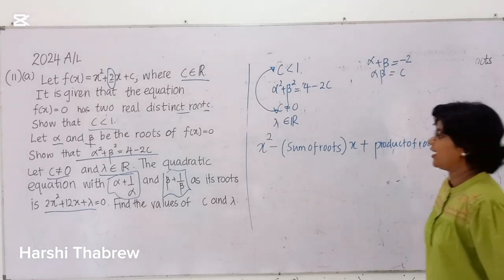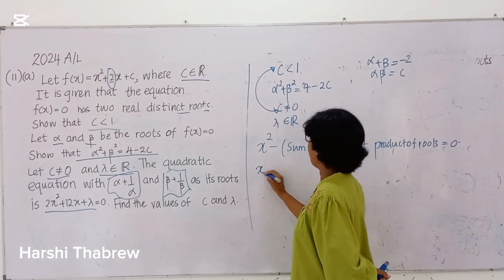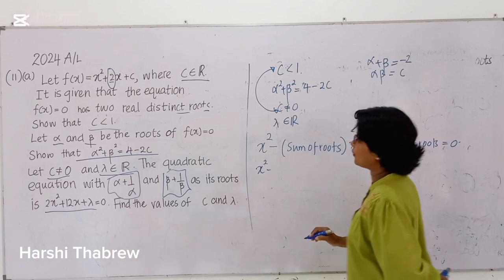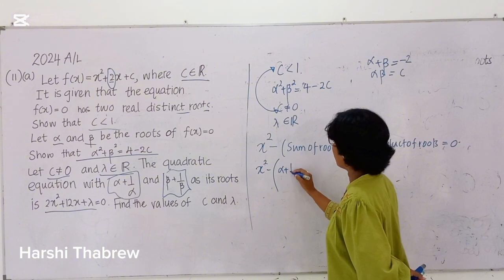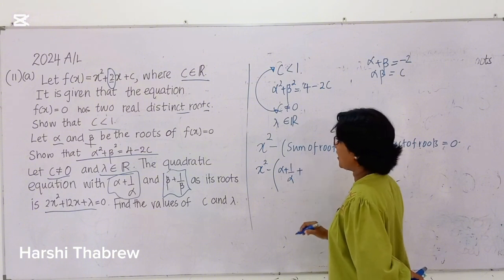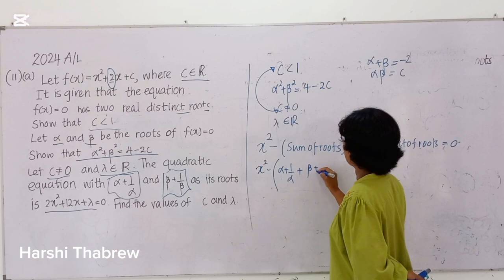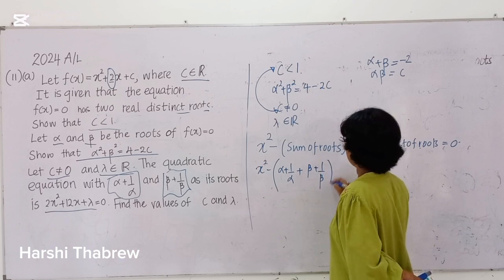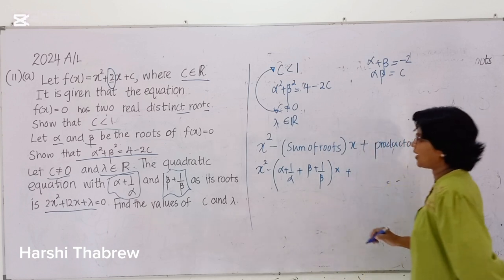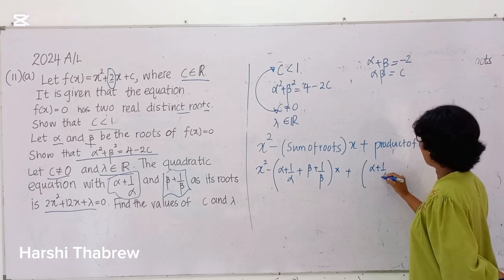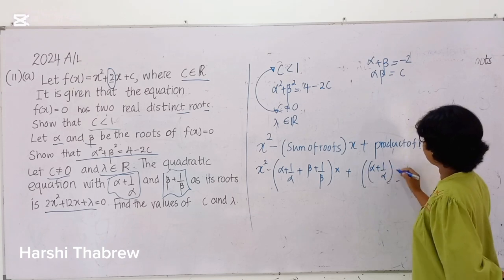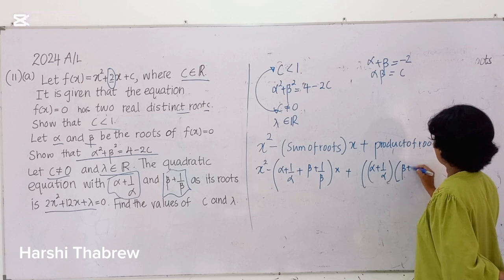Let's do x squared. Then what is the sum of two roots? Two roots are alpha plus 1 over alpha, then add the next root, beta plus 1 over beta, times x, plus the product. The product is alpha plus 1 over alpha times beta plus 1 over beta.